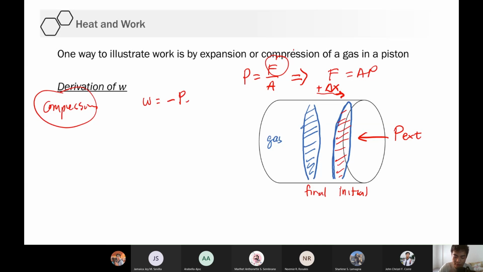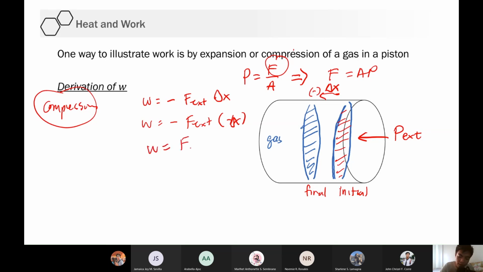Balik muna tayo ulit sa umpisa. Yung delta X kasi dito is negative. Kasi yung length, liliit yung volume ng gas pag tinulak ng paligid. So ibig sabihin our delta X here is negative. Negative yung change sa X. So negative times negative, dun siya magiging positive.